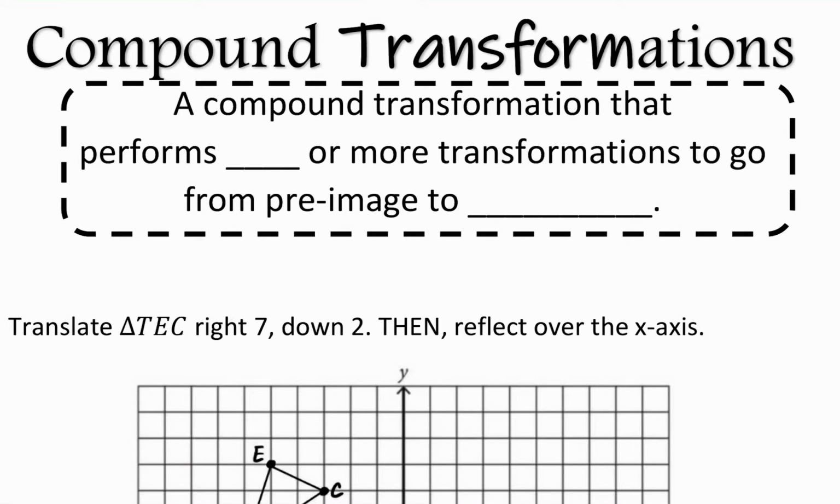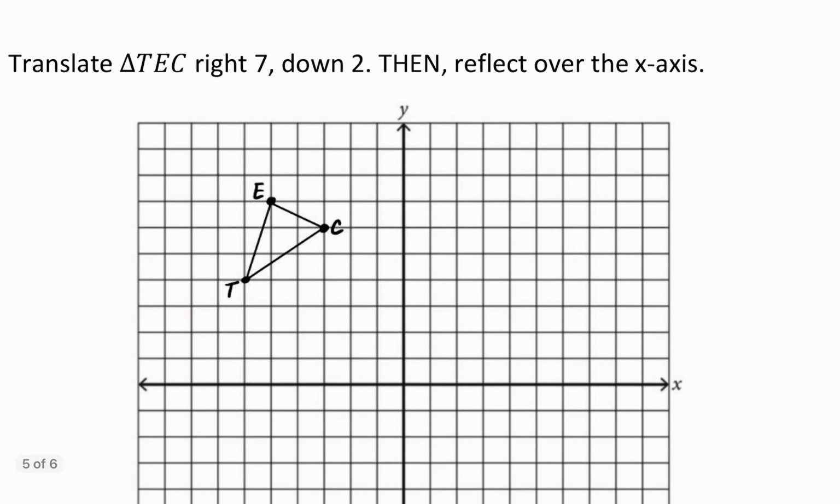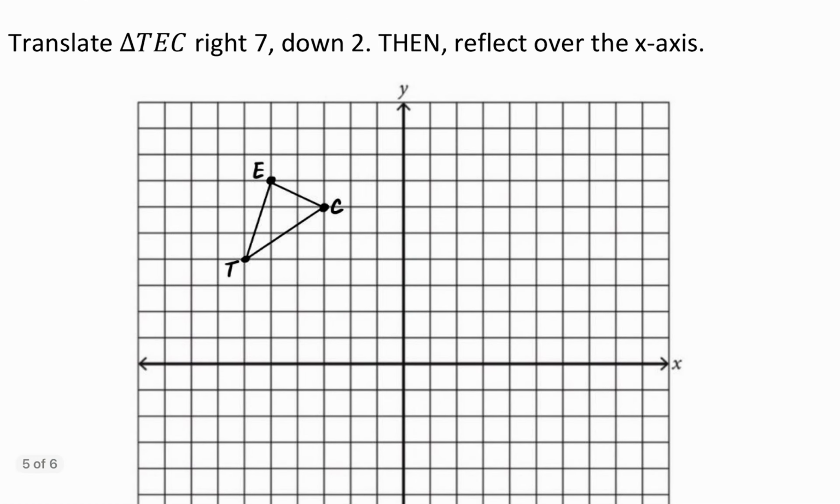Compound transformations are transformations that perform two or more transformations to get from the preimage to the image. Think about compound, like if problems are compounding, there's more than one problem. So it would be two or more transformations. We're going to do that to this triangle here, so we're translating it 7 units right and 2 units down, and then we're reflecting it over the x-axis.